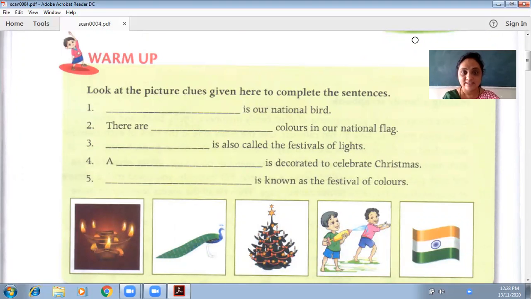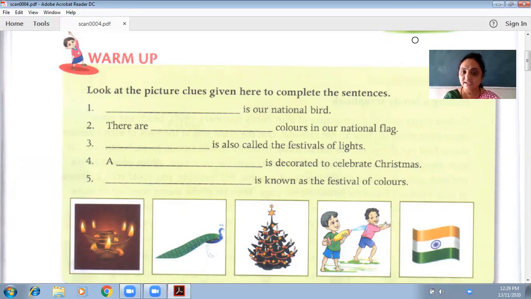There are dash colors in our national flag. How many colors are there in our national flag? There are 3 colors in our national flag. It is called the tricolor flag: saffron, white and green. And dash is also called the festival of lights. Yes, we are celebrating it. That is Deepavali. Deepavali is also called the festival of lights.